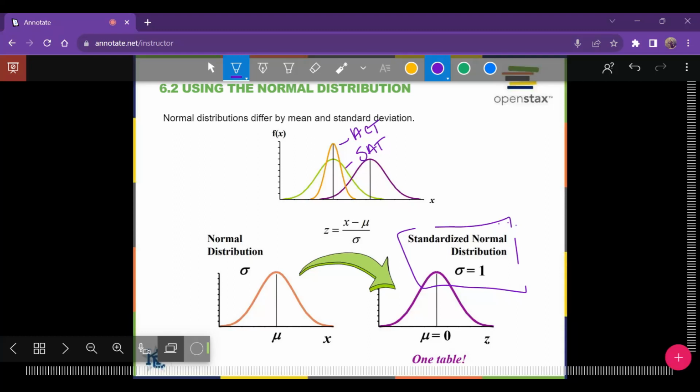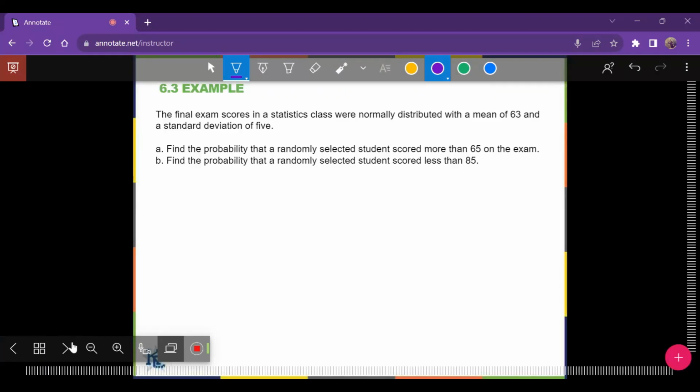This also allows statisticians to create tables, and you will see some handwritten table work and how to solve these problems by hand using the table on the annotated notes. But we do use the Excel for the most part because it does all the background work for us. So we're going to go ahead and take a look at some examples.